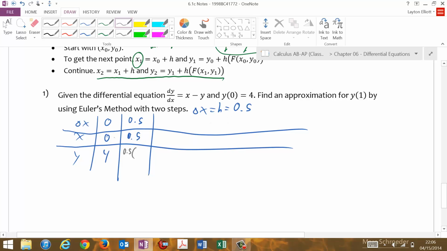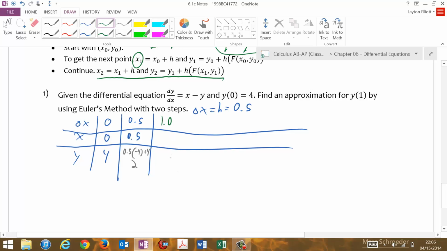Now the slope at 0, 4 takes these and plugs them in here. So you get 0 minus 4, which is negative 4. And then you're going to add the y value from before. So 0.5 times negative 4 is negative 2. Negative 2 plus 4 is 2. Okay. Now we're going to repeat the same thing. My next delta x is still 0.5.